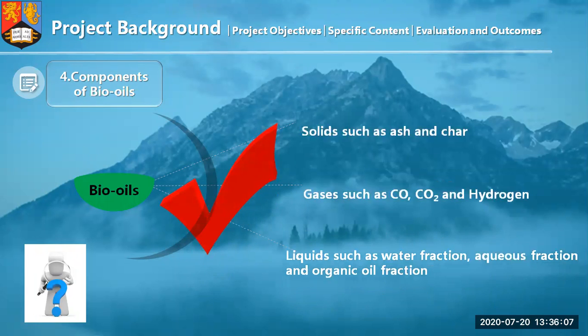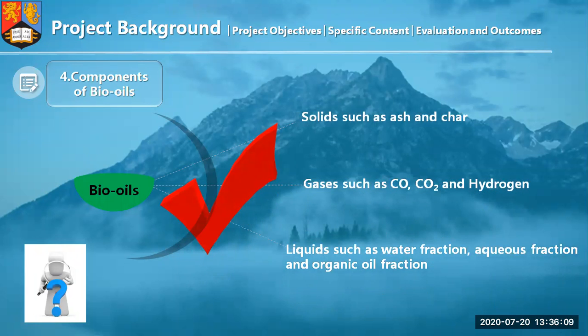Bio-oils go through thermal decomposition to produce three main chemical categories. Firstly, solids such as ash and char. Secondly, gases, which are uncondensable gases such as carbon monoxide, carbon dioxide, and hydrogen. Thirdly, a variety of liquids, composed of water fraction, aqueous fraction, and organic oil fraction.